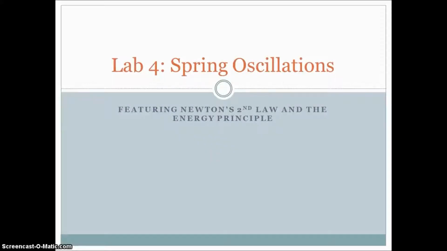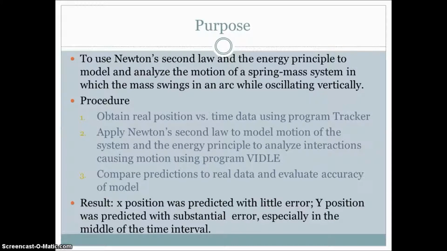Lab 4, Spring Oscillations, featuring Newton's second law and the energy principle. The purpose of this lab was to use Newton's second law to model the motion of a spring mass system in which the mass swings in an arc while oscillating vertically, and to use the energy principle to analyze energy conversions causing this modeled motion.